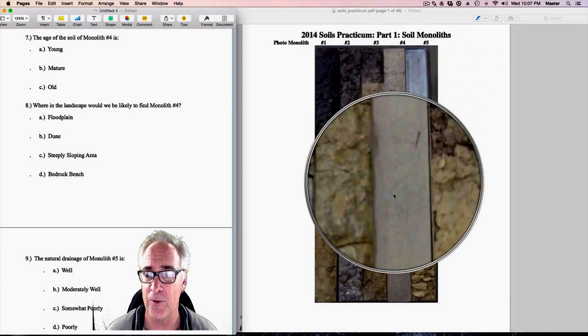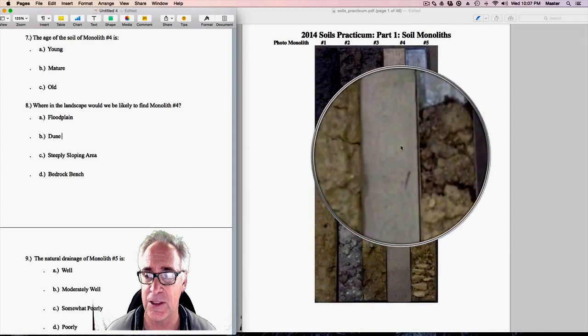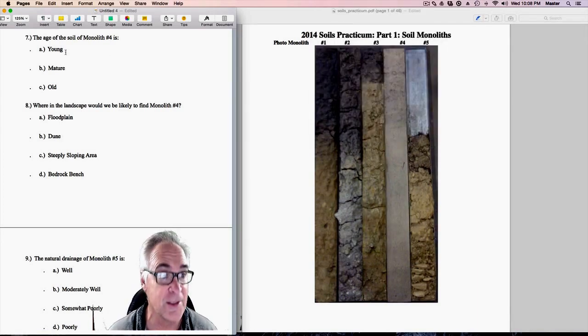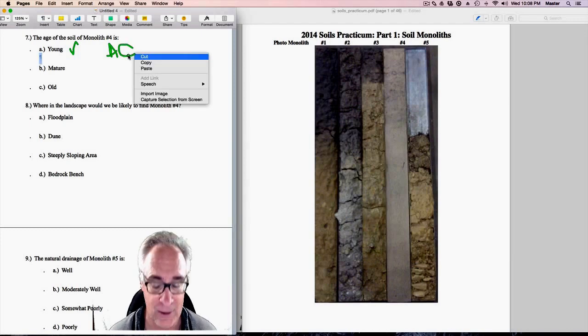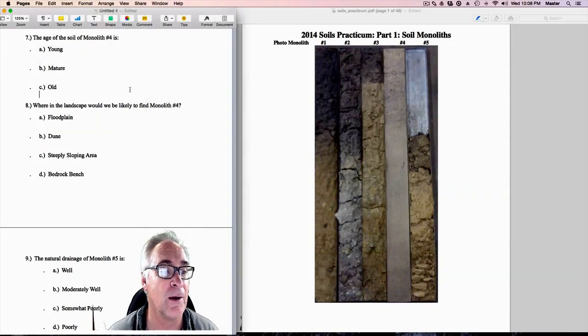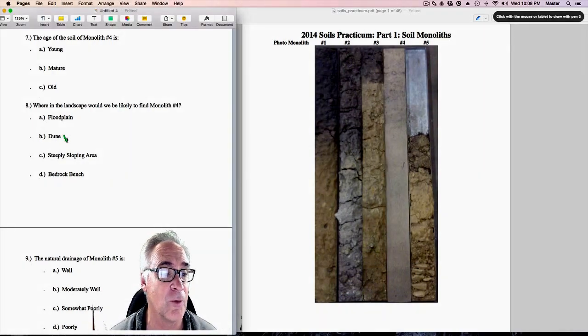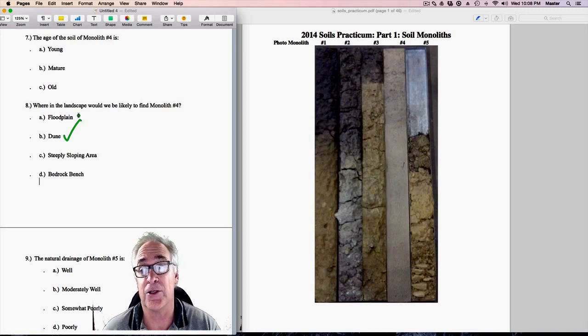But the other thing that's very unique about it, you have this really, really big C layer, and then it gives way to the A layer, which tells me it's extremely young soil. So let's take a look at what our questions are. Number one, it says, what's the age? Definitely a young soil, because we're talking about an A layer and then the parent material C layer. So that would be my guess there. On the second question, it says, where in the landscape would you likely find it? Probably in some kind of desert region. And so that would be, of course, a dune. So that pretty much summarizes monolith number four.